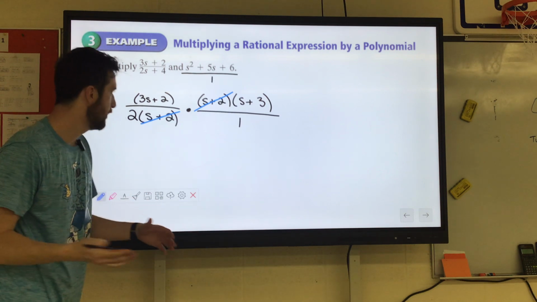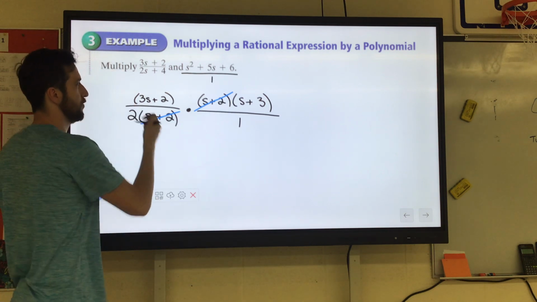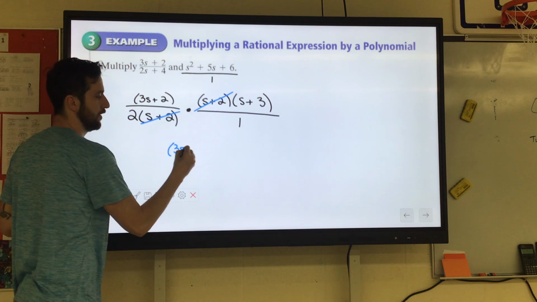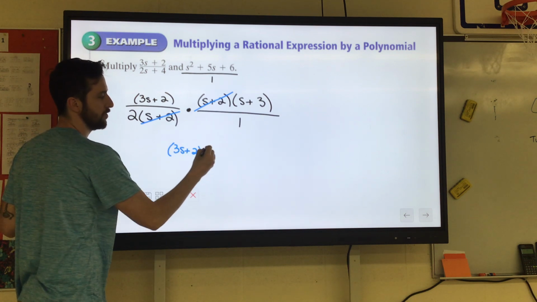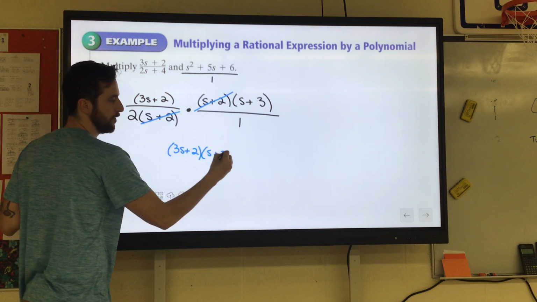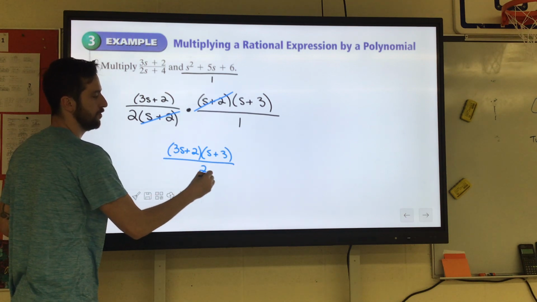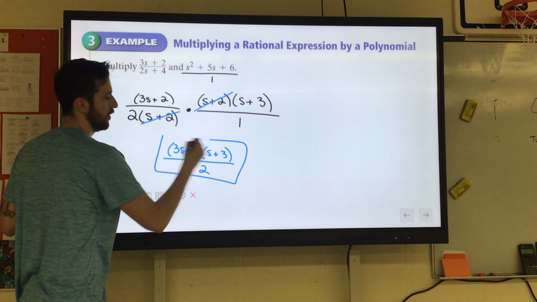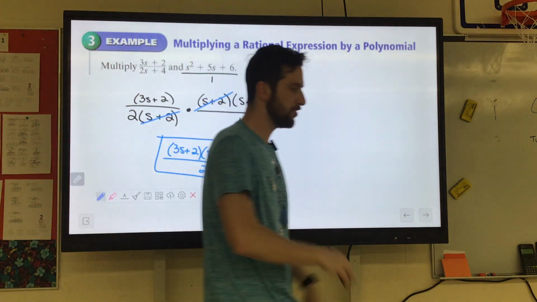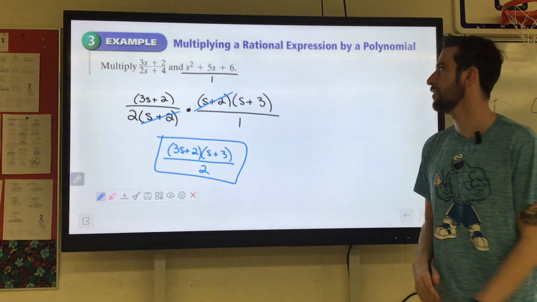That's it. So, in the numerator, we have the 3s plus 2 times the s plus 3. No need to multiply them. In the denominator, we have 2 times 1, which is 2. That's our final answer, and we're having fun.